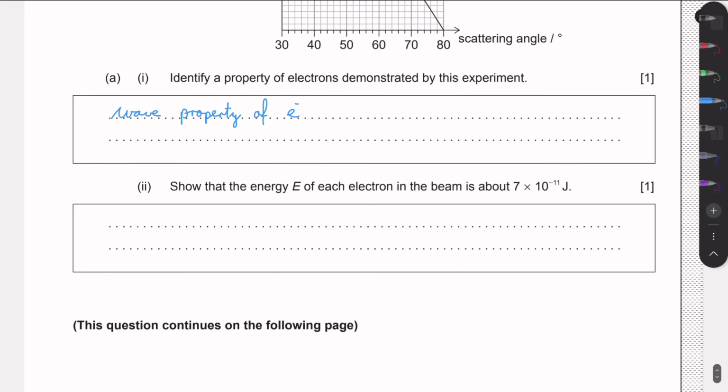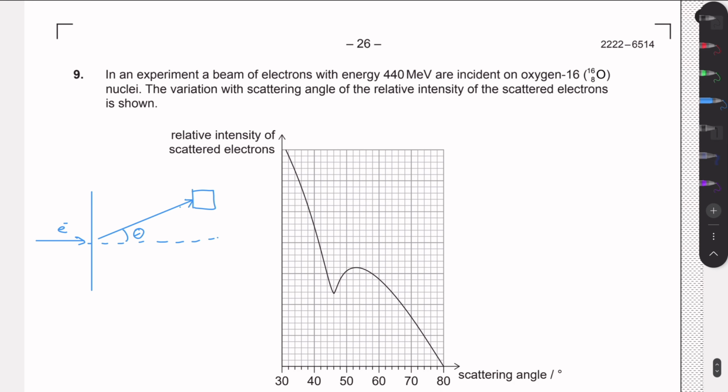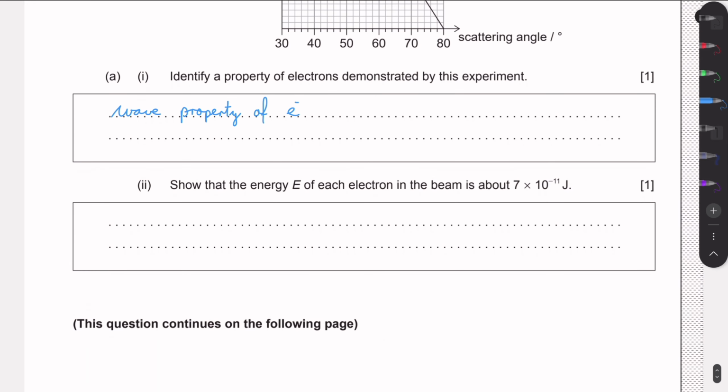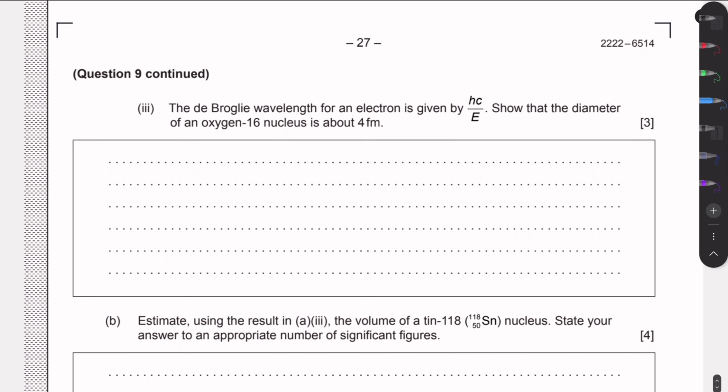And then in the next part, we need to show that the energy of the electron beam is that many joules. Well, we're given it in electron volts, so we just need to know how to convert electron volts to joules. The way to do that is, first of all, we need it in electron volts, not in mega electron volts. And then once we have it in electron volts, we just multiply it by 1.6 times 10 to the minus 19. And that will give us 7 times 10 to the minus 11 joules. So it's important to remember how to convert from joules to electron volts and from electron volts to joules. These types of questions, we often are tested on this.